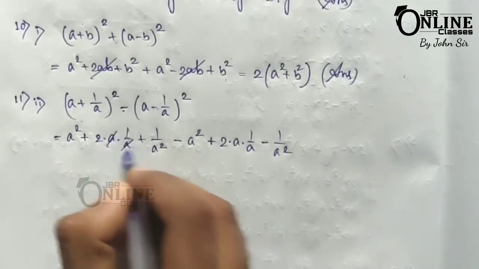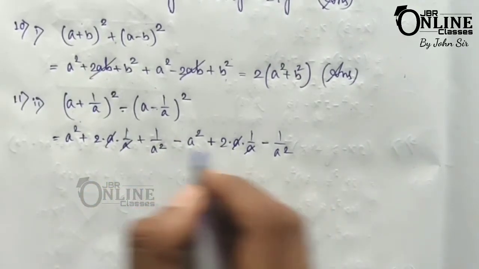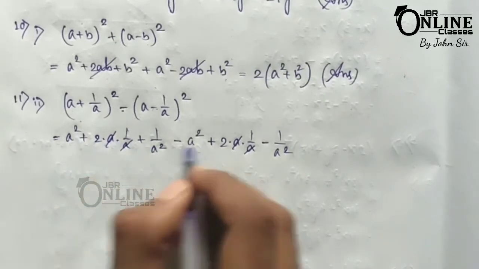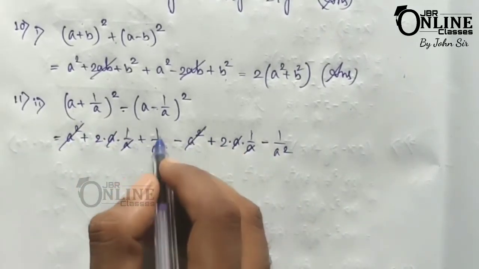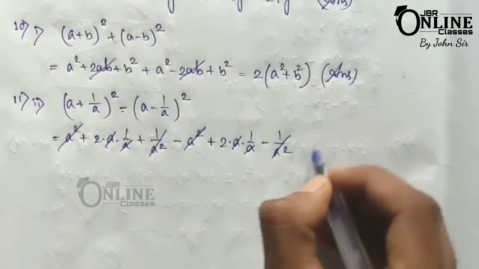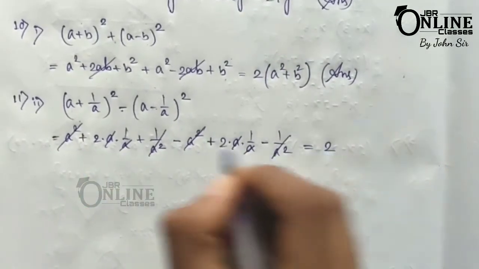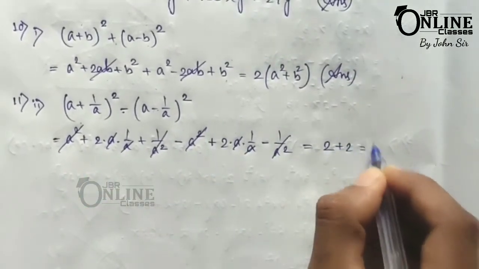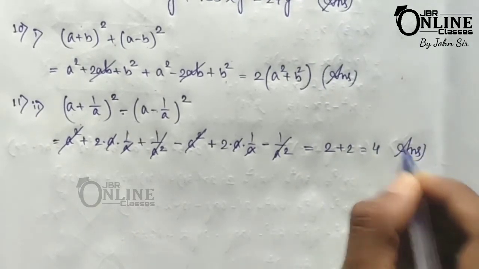Since the minus is outside of the bracket, the sign will be changed. So here a cancels out, here a cancels out, and minus a square minus a square cancel out. Here plus 1 by a square minus 1 by a square equals 0. So here only 2, and here also plus 2. So 2 plus 2 equals 4. So 4 is the final answer.